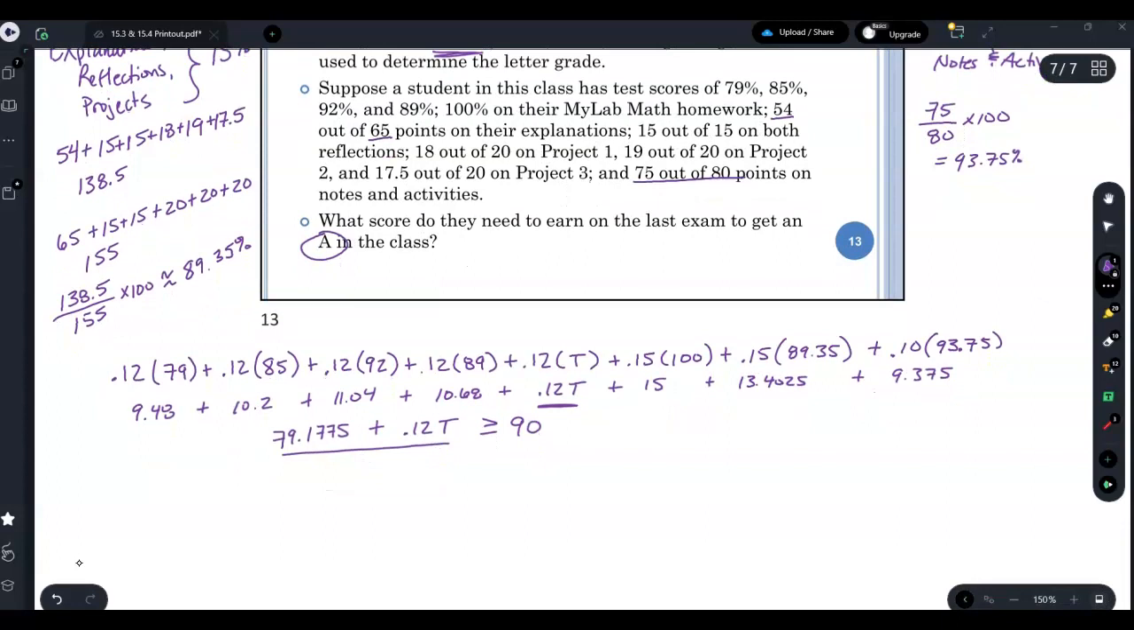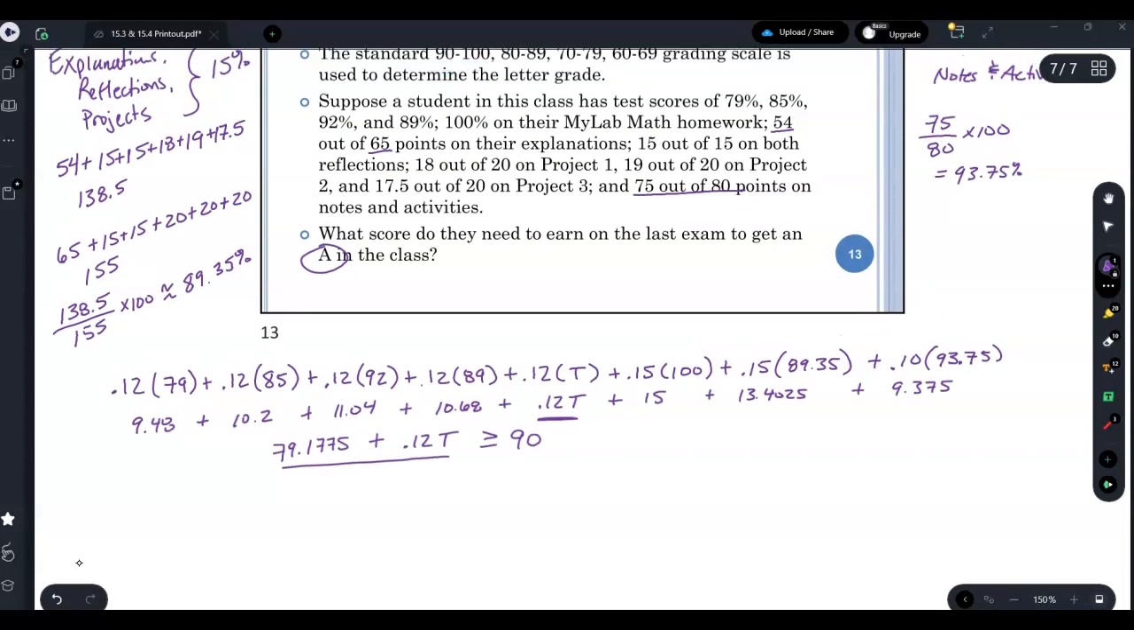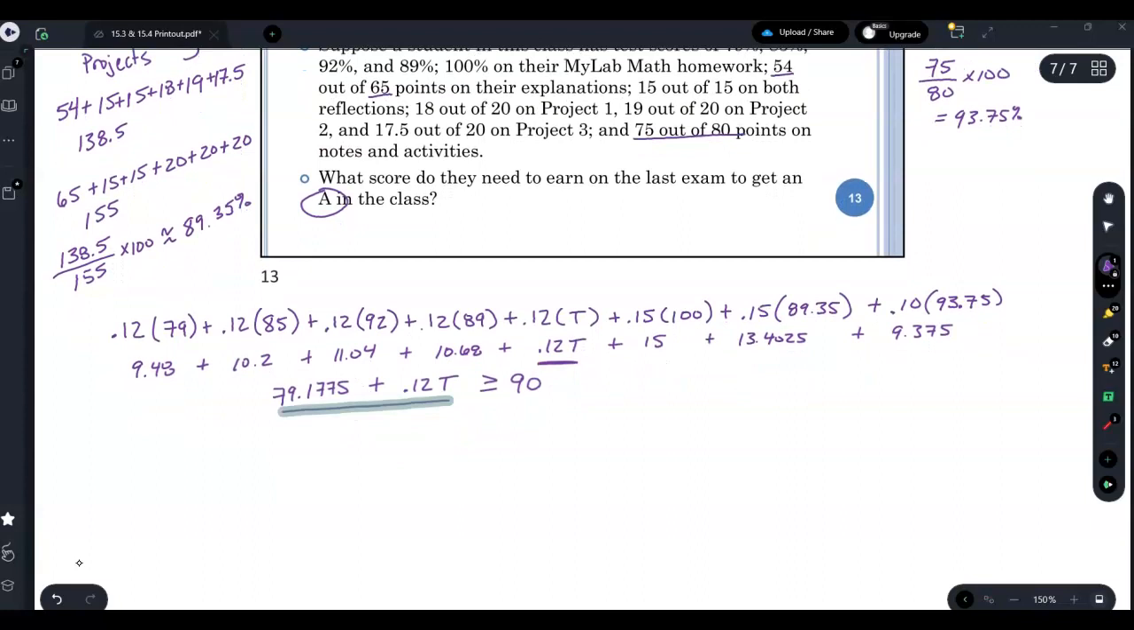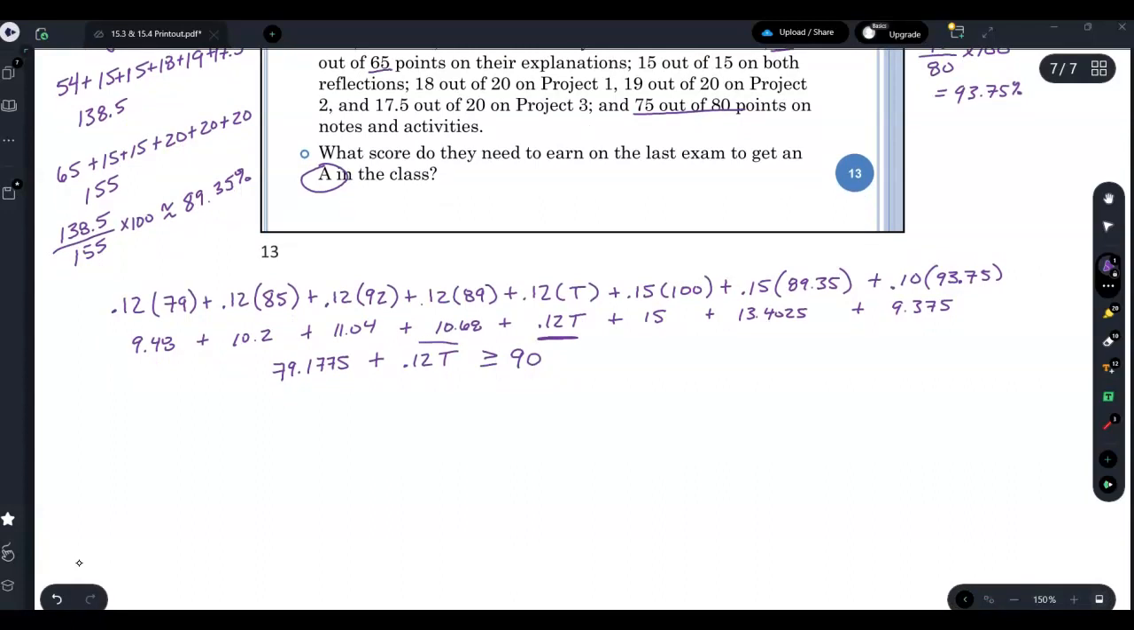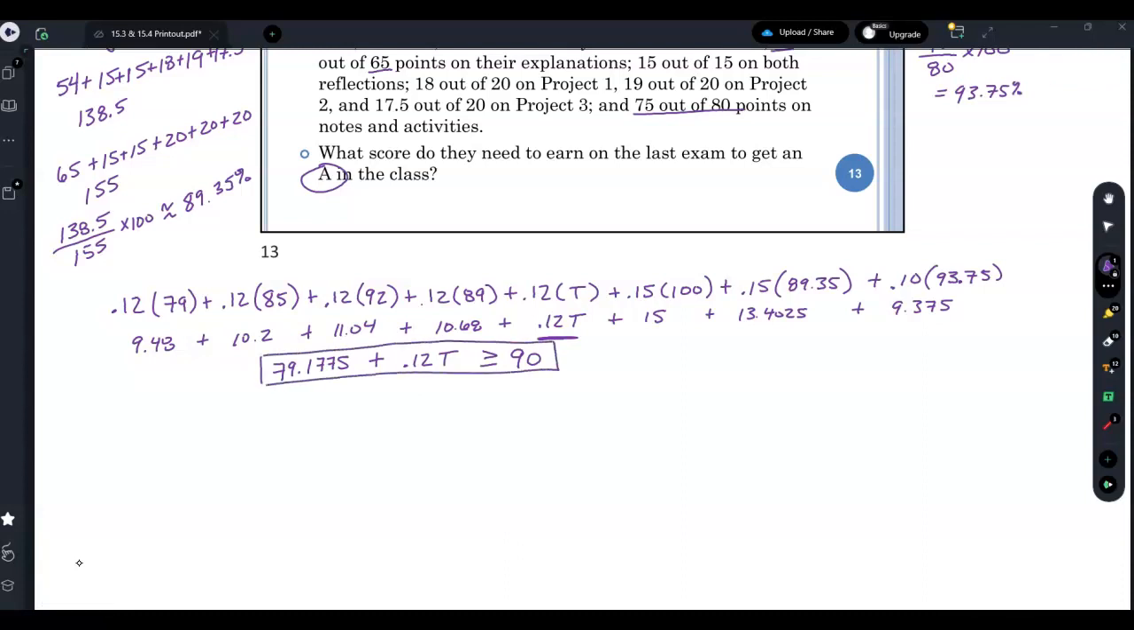And you could really use anything here. So if we were aiming for a B, we could say greater than or equal to 80. If we were looking for a C, we would say greater than or equal to 70. So we just want to make sure that whatever this average is, is greater than or equal to 90. So essentially what we can do now with this inequality is solve it for t.